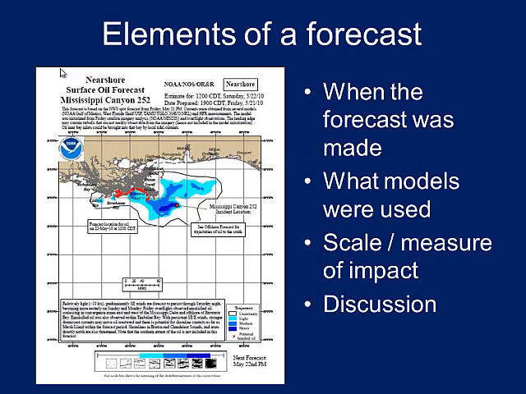So when we put the whole forecast together, there are key elements we have to make sure are there. We try to put it all on one piece of paper. One of the really key factors here is when the forecast was made, so we have to make sure that is really clear.